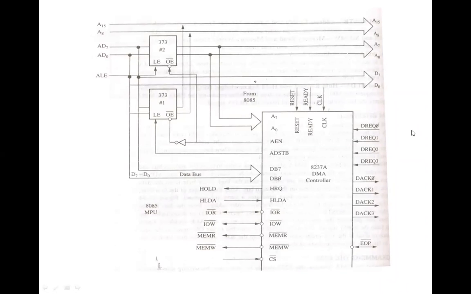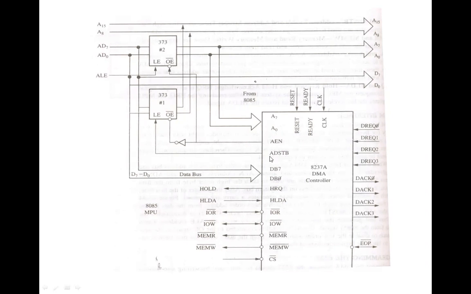The process is this: any device that wants to send a request signal, suppose it is using channel number 0. Once this DMA controller resolves and finds that channel number 0 is active, it sends a hold request signal, HRQ, to the HOLD pin of the 8085. Once the 8085 has received this hold signal, it will send an HLDA signal. Once this HLDA signal is received, it is going to activate the AEN signal high, and this is going to activate the first latch instead of the second latch.